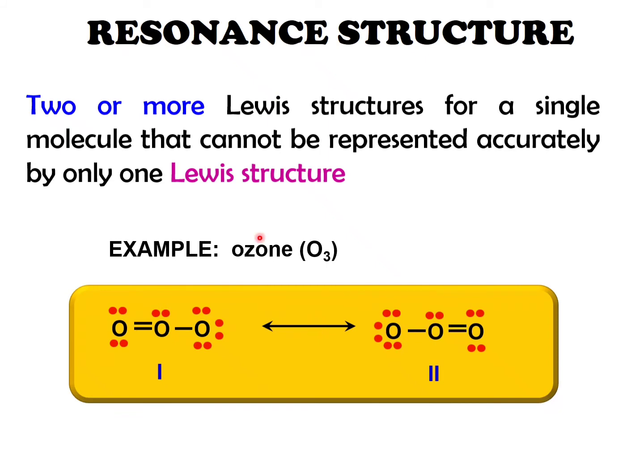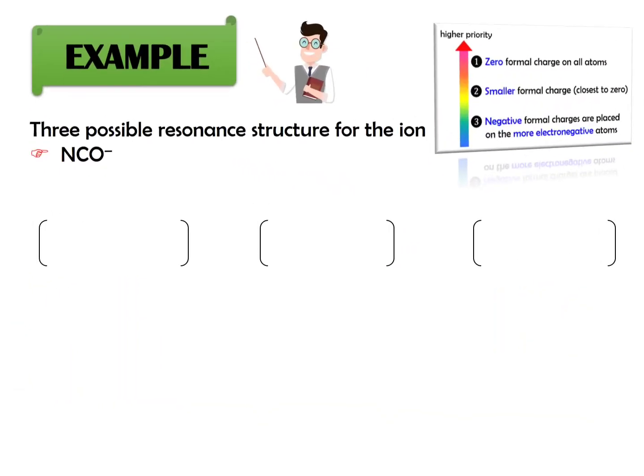So bila you draw the resonance structure, you need to draw this double headed arrow. Okay, dia ada arrow berkepala dua. So itu yang menunjukkan resonance structure. Boleh? Okay, next we look at an example that relates to resonance structure and the plausible structure. Dia boleh gabung sekali. Okay, 3 possible resonance structures for this ion NCO minus. Alright, so what you need to do, you need to draw the Lewis structure first. Okay, awak kena lukis Lewis structure.